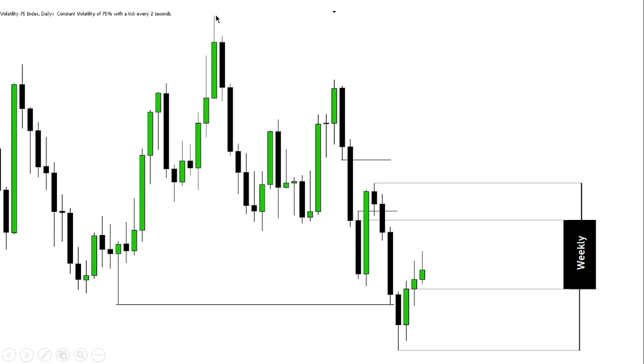But come to find out, when you take your fib from the high to the low here, you find out that equilibrium was around here. So price had not actually gone into premium. The consequent encroachment of this fair value gap is actually right about the same level as equilibrium of the range from the high to the low here.